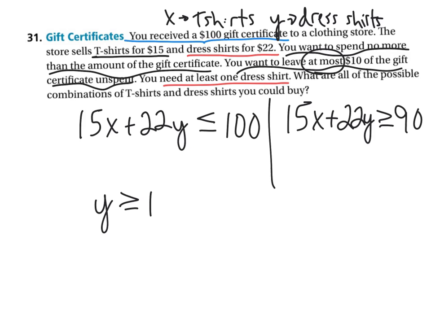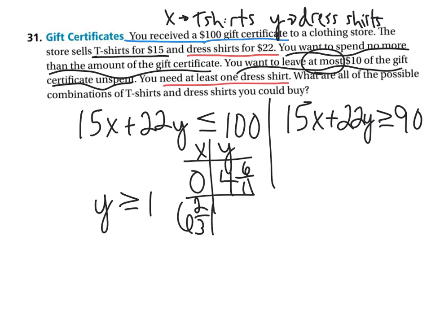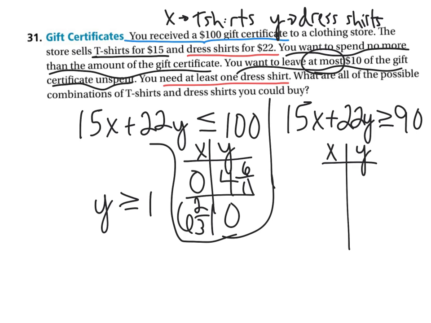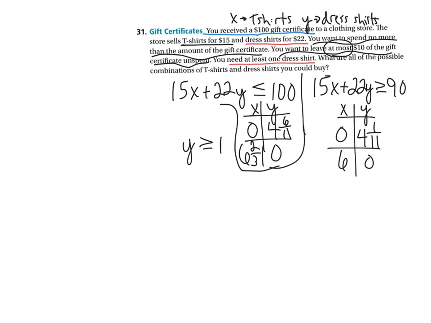So if we do this, we could do intercepts if we wanted to graph. Not real great numbers here. This would be (0, 4 and 6/11). This would be (6 and 2/3, 0). One nice thing about the intercepts, though, is it gives you an idea of what your maximum amounts might be that could work. (0, 4 and 1/11), and (6, 0). And obviously, we're not going to buy part of a t-shirt or a dress shirt, so we want to make sure we have whole number answers here.